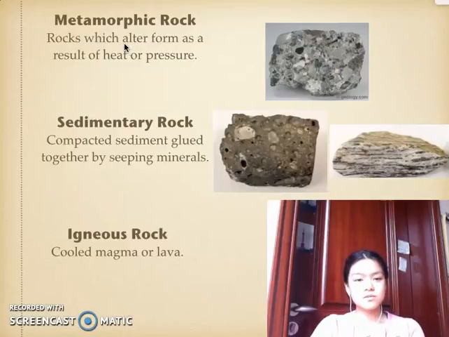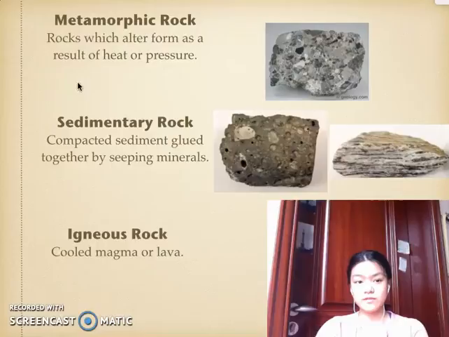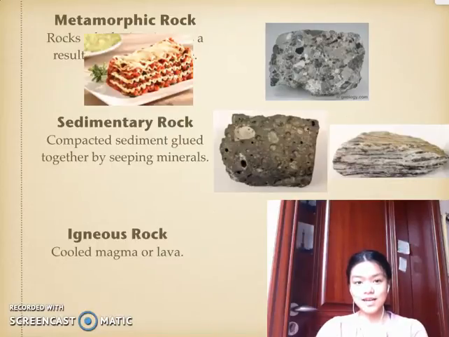Metamorphic rock says it is the type of rock which alters form as a result of heat or pressure. So I suppose it has a lot of layers, and then I suppose it looks like lasagna.